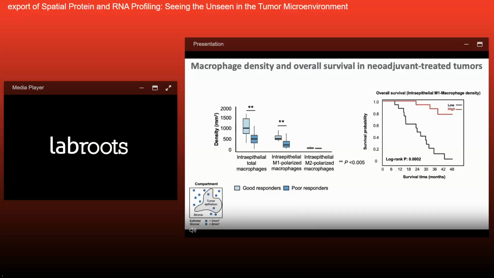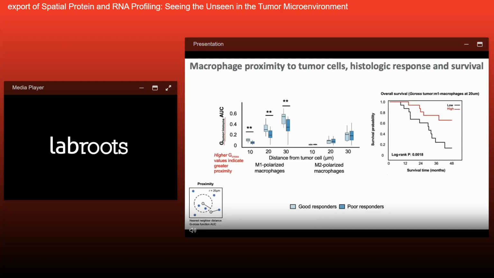We knew that neoadjuvant therapy overall was associated with higher intraepithelial macrophage density. And stratifying this association by response showed that tumors with a better histologic response had a greater increase in total intraepithelial macrophages as compared to poor responders. And this was driven entirely by M1 polarized macrophages. Although our total case numbers were modest, we did find that within neoadjuvant treated tumors, higher intraepithelial M1 polarized macrophage density was associated with better overall survival.